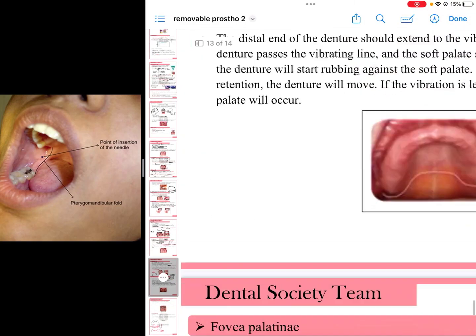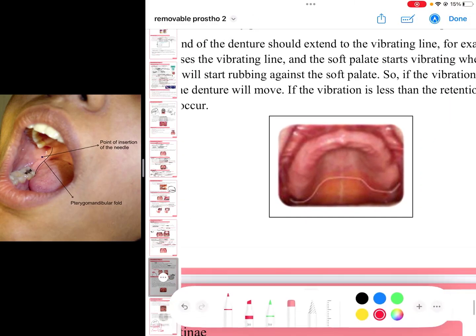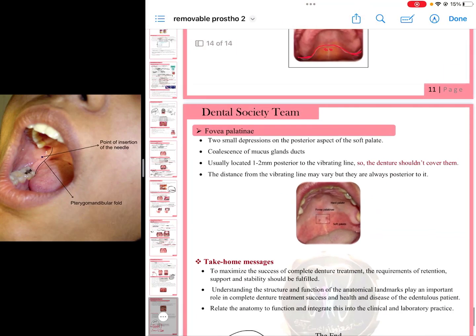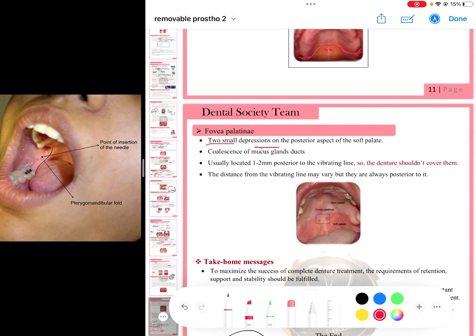Drawing this line anatomically, it extends from the hamular notch to the hamular notch, anterior to the two fovea palatini. What are the fovea palatini? The fovea palatini are two depressions on the posterior aspect of the soft palate. So they are situated in the soft palate. What are these depressions? It's the coalescence of mucus gland ducts. It's the opening of the mucus gland ducts, like this picture.